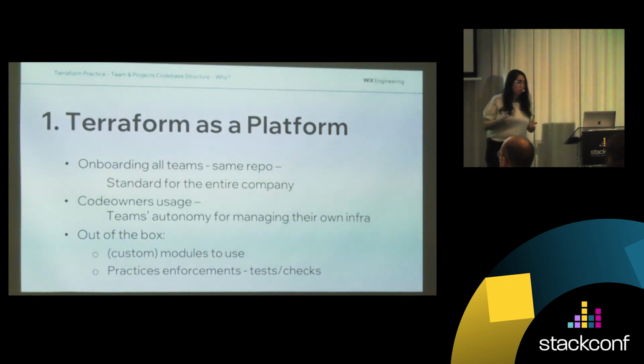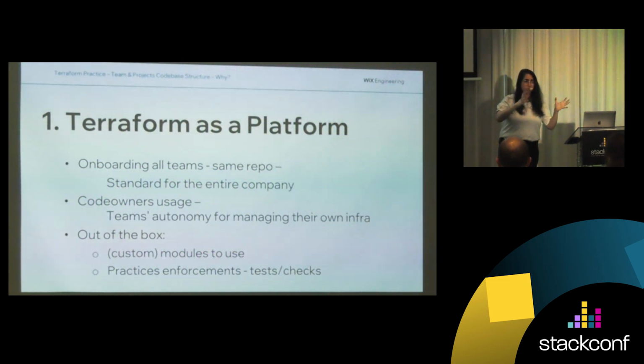We utilize code owners, which means that there's team autonomy for managing their own infrastructure, so they can approve their own PRs, and don't wait for the Terraform as a platform team, we call them InfraGuard. They don't wait for the InfraGuard team to approve their PRs, they can do it for themselves for their own code and infrastructure. And since it's in the same codebase, we get out of the box 2 great things.